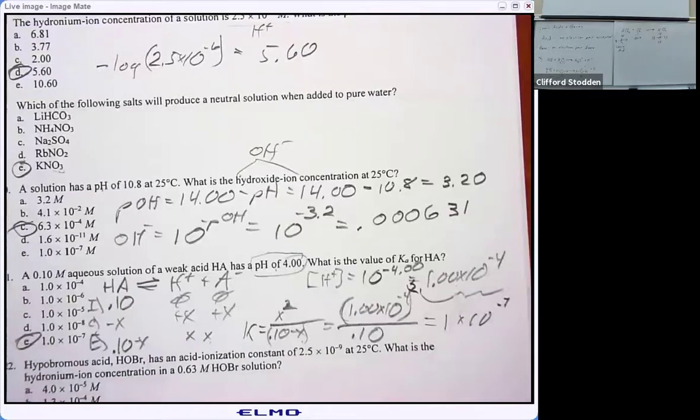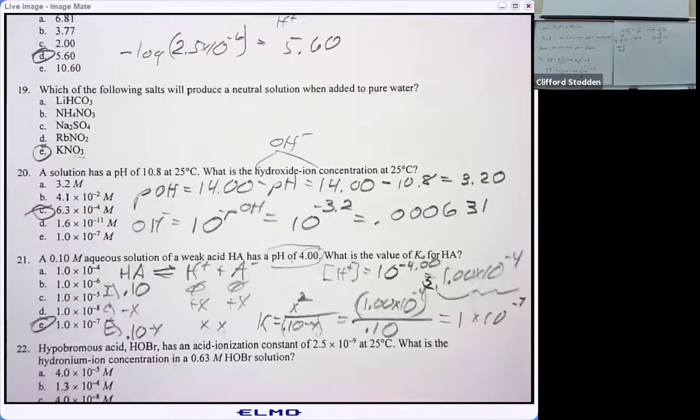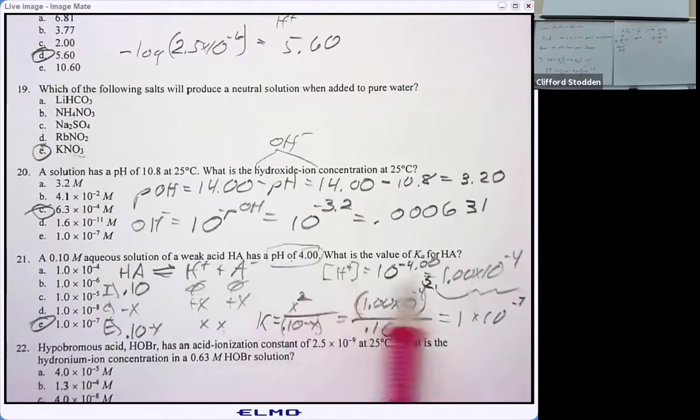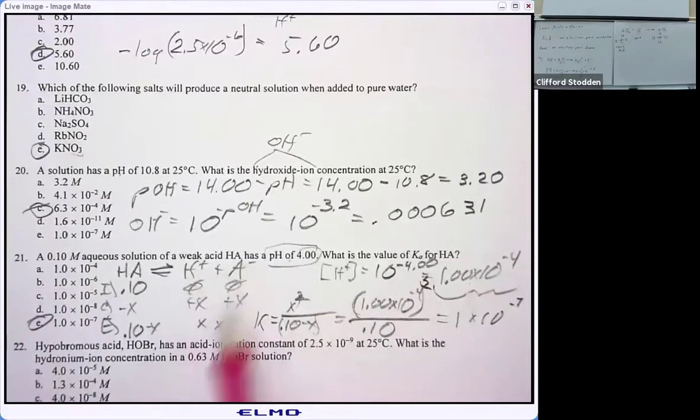E. Okay, so we did something like that in class. So it's basically you use the pH to get your hydronium concentration, which is your top number, and that's squared because both of these are x, and then your bottom number is just the concentration of your solution.